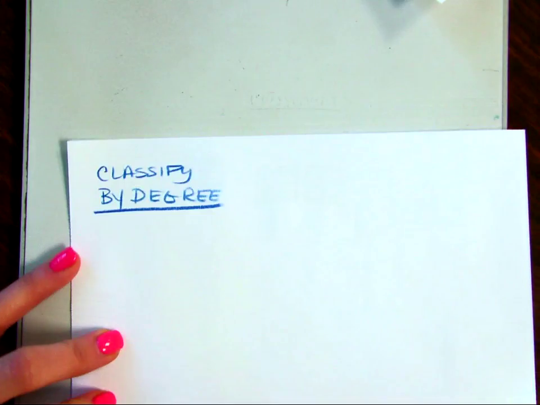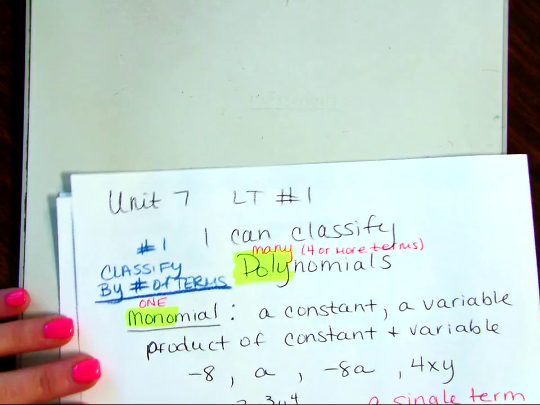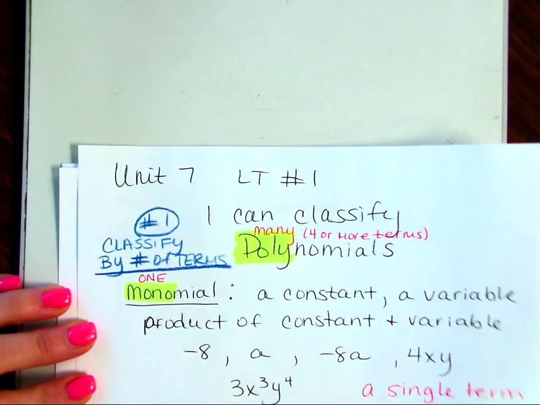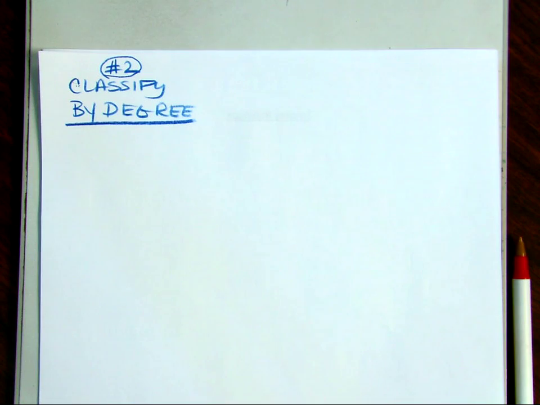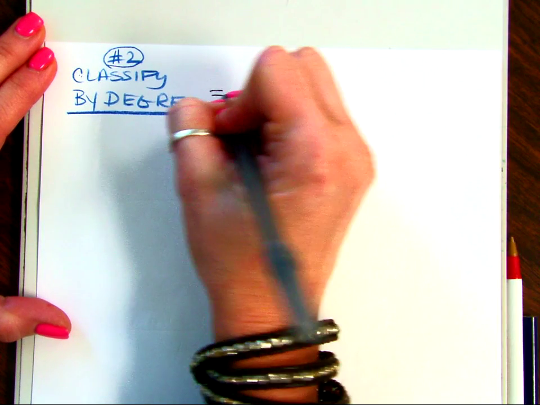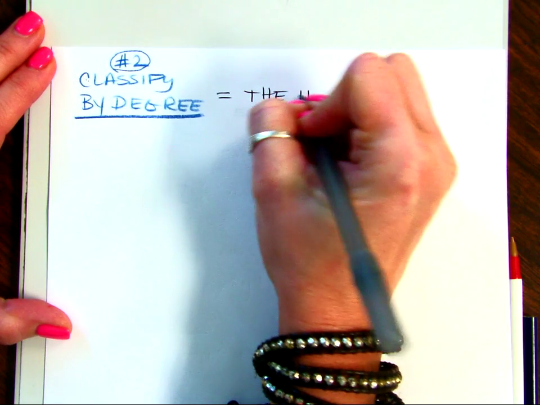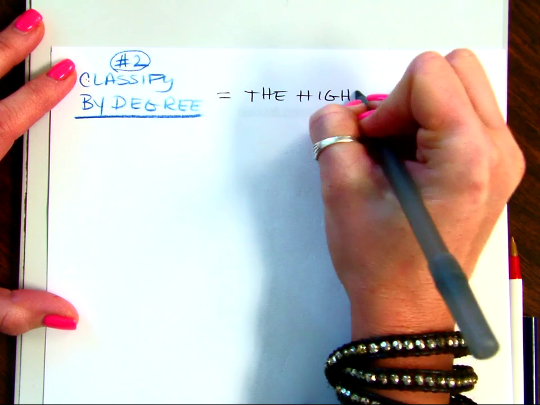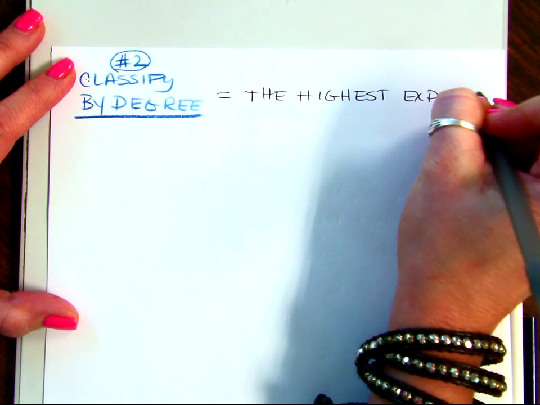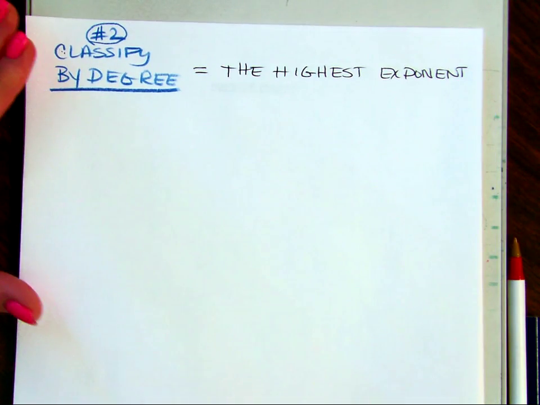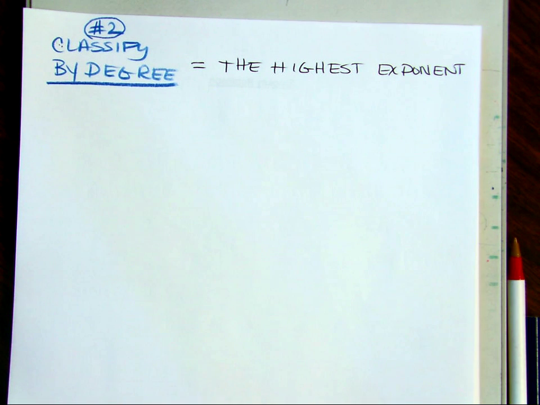So 2 ways to classify: by the number of terms that it contains and by the degree of the exponent. Okay? The degree of the exponent is about as simple as it can get. The degree of an exponent is the highest exponent that you see. Okay, the highest exponent that you see.